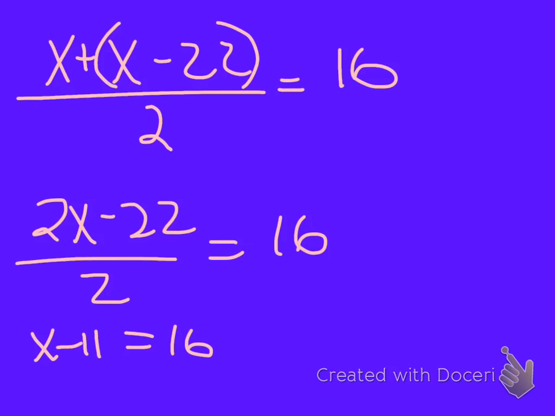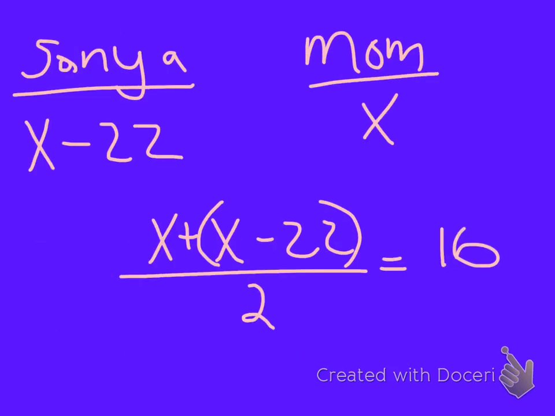What did you say we're going to do next? Add 11. It's going to be 27. x equals 27. Okay, who's 27 years old? Mom. Mom is 27. And so how much is Sonia?